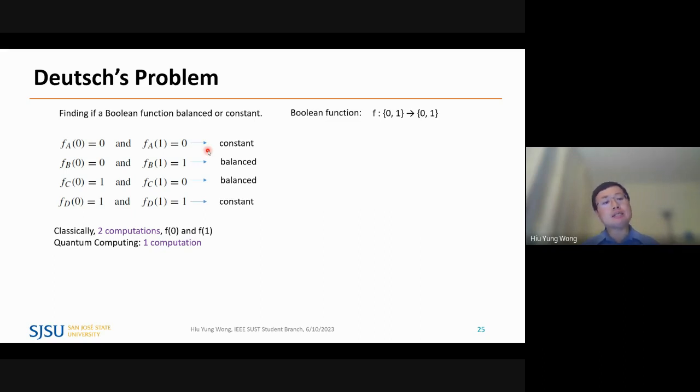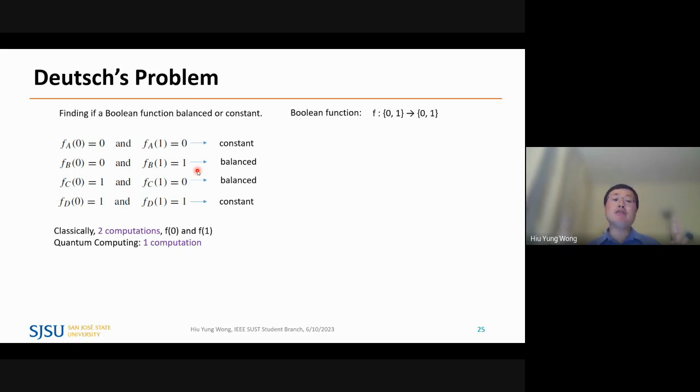Our question is asking, is this function a constant function or a balanced function? Constant means that no matter what the input is, you put in 1 or 0, the output is always 0 or always 1. Balanced means that no matter what you put in, the output is half 0 and half 1. This is useful in some optimization problems, okay?